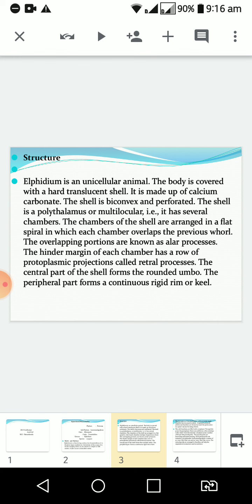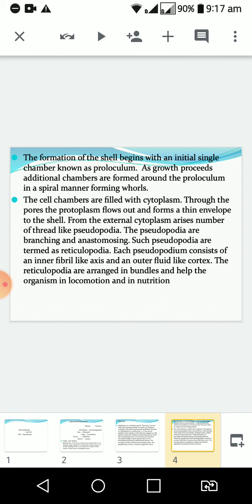Now the formation of the shell begins with an initial single chamber, that is the proloculum. The proloculum is the first chamber formed in the life cycle of Elphidium. As growth proceeds, additional chambers are formed around the proloculum in a spiral manner.